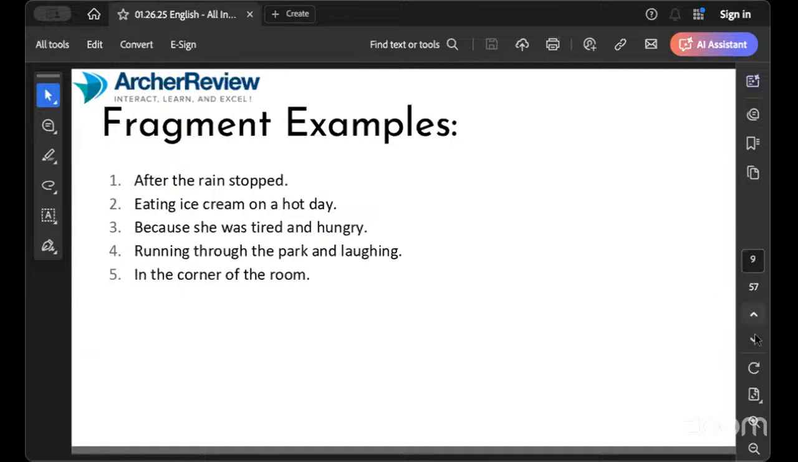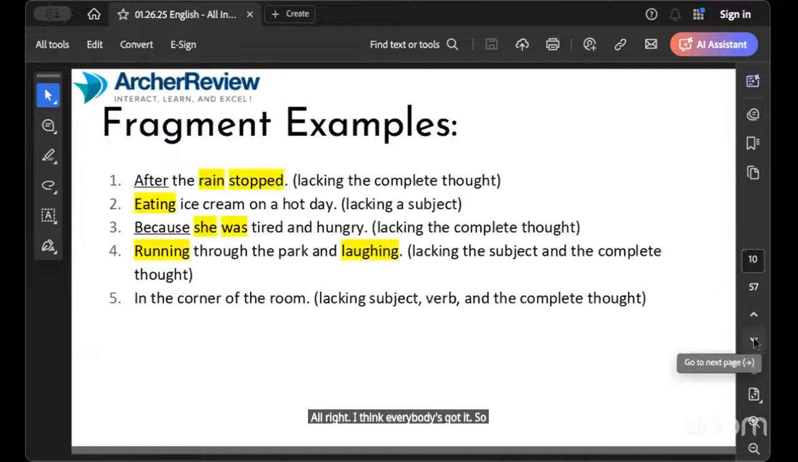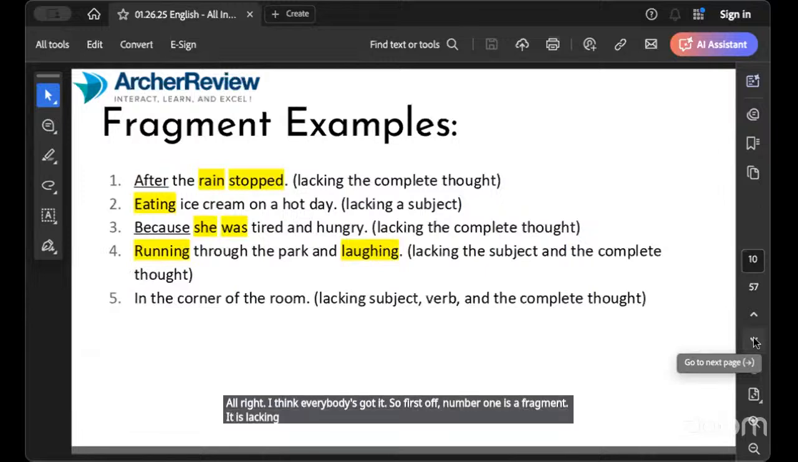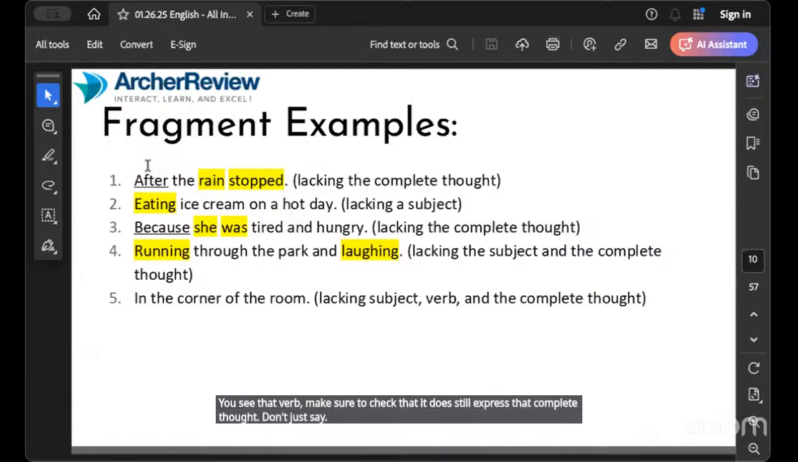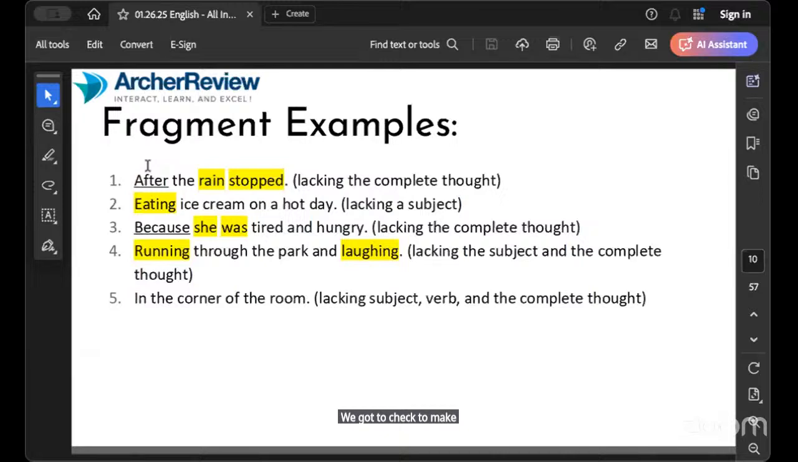All right, I think everybody's got it. So, first off, number 1 is a fragment. It is lacking that complete thought. It has the subject, rain, and the verb, stopped, but it's missing that complete thought. After the rain stopped. Well, what happened after the rain stopped? This is an example of what I was telling you about a while ago, where it starts with a subordinating conjunction. So if you see that subject and that verb, make sure to check that it still expresses a complete thought. Don't just say, oh, subject verb, I'm good. Nope, we've got to check to make sure we've got that complete thought.